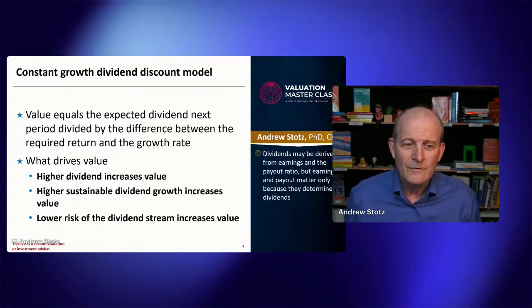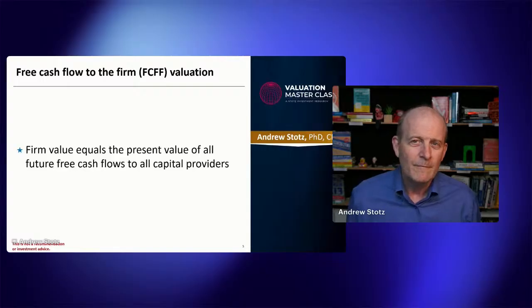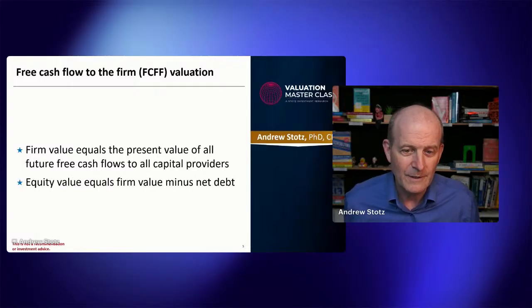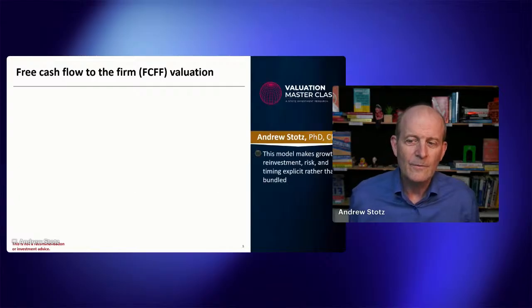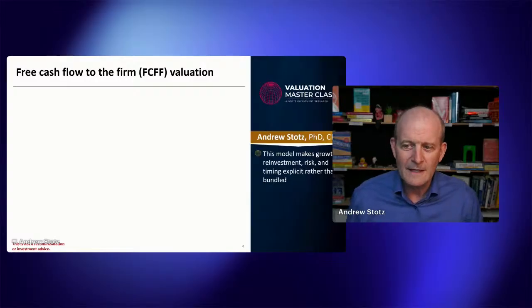So now let's look at the final one that we'll look at today, which is the free cash flow of the firm valuation. So remember that this method values the firm: firm value equals the present value of all future free cash flows to the firm, meaning to all capital providers, both debt and equity. And then the equity value equals that firm value minus the net debt. So this model makes growth, reinvestment, risk, and timing explicit rather than bundled.